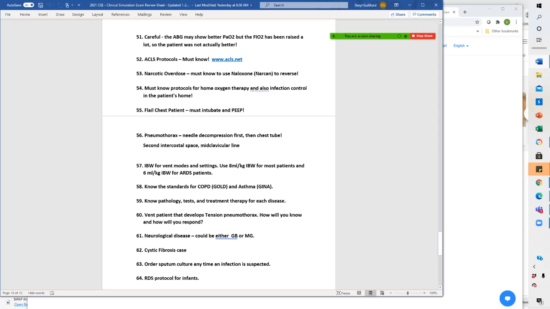Narcotic overdose, definitely, you must know to use naloxone, and you might give that down the tube. We've seen a simulation or two where the patient did not have good IV access, so we would actually give them naloxone down the tube to reverse the narcotic. And the situation there is that they're going to call it not Narcan, because that's a brand name. They're going to call it naloxone. You need to know that that's the reversal agent.